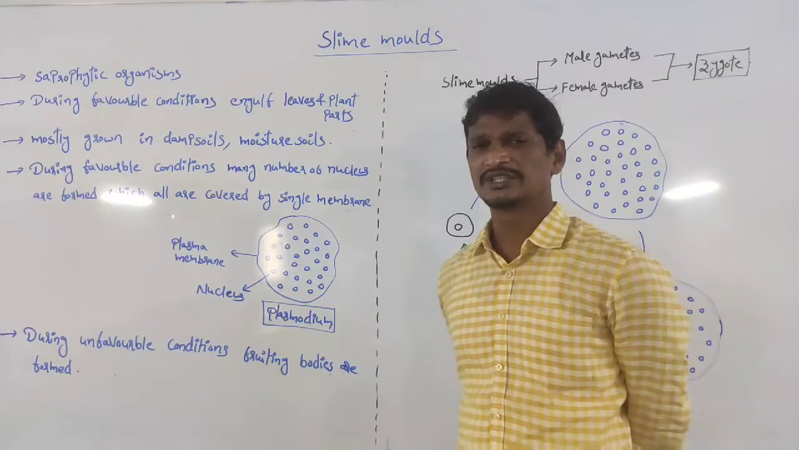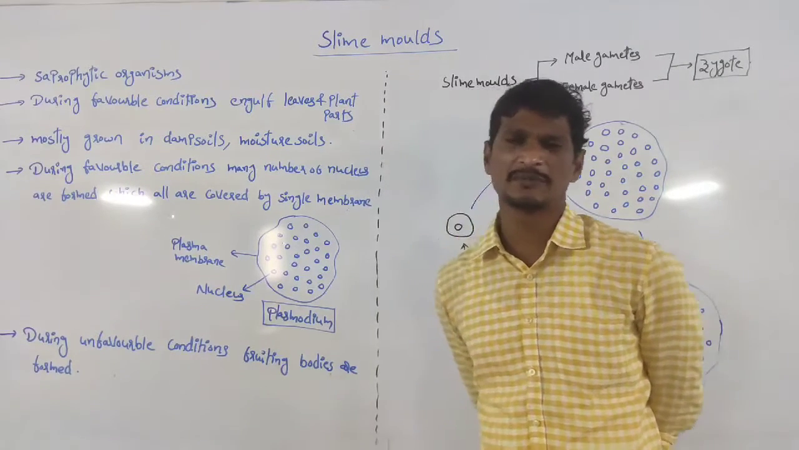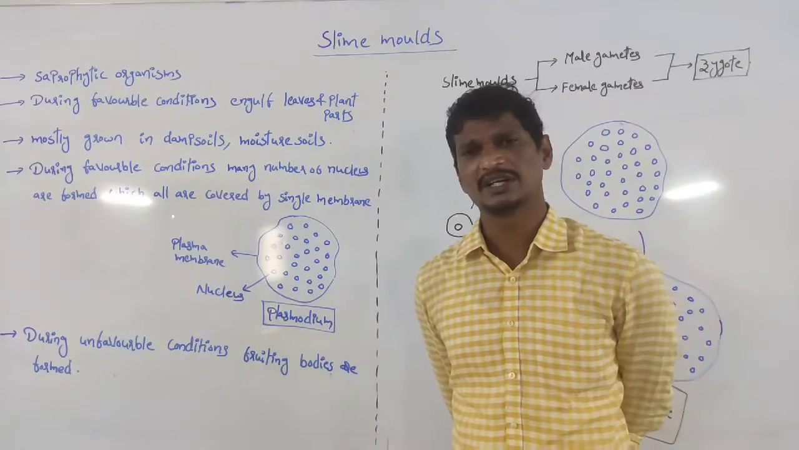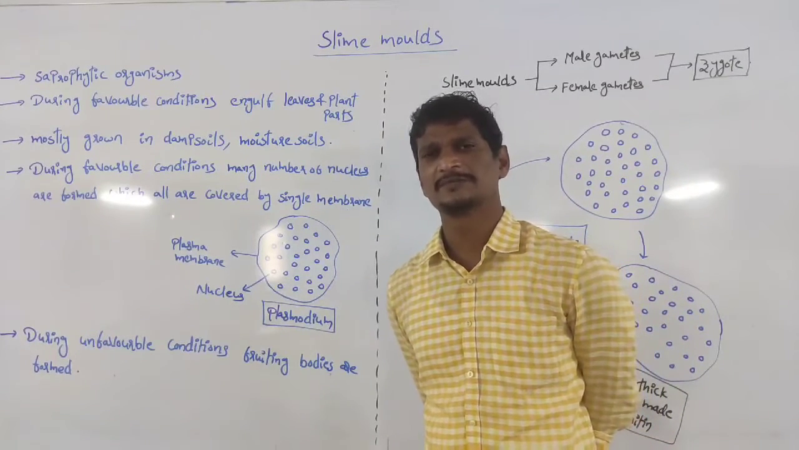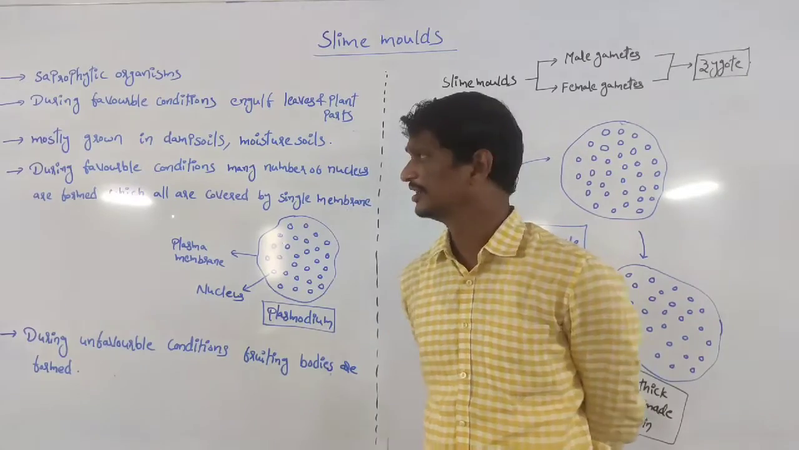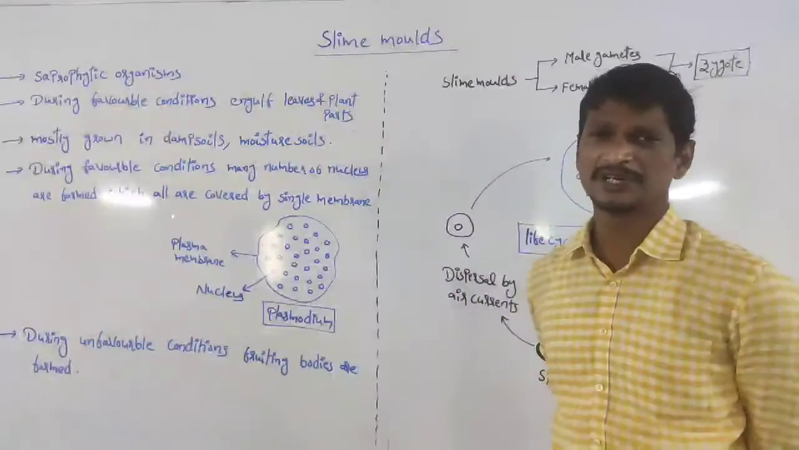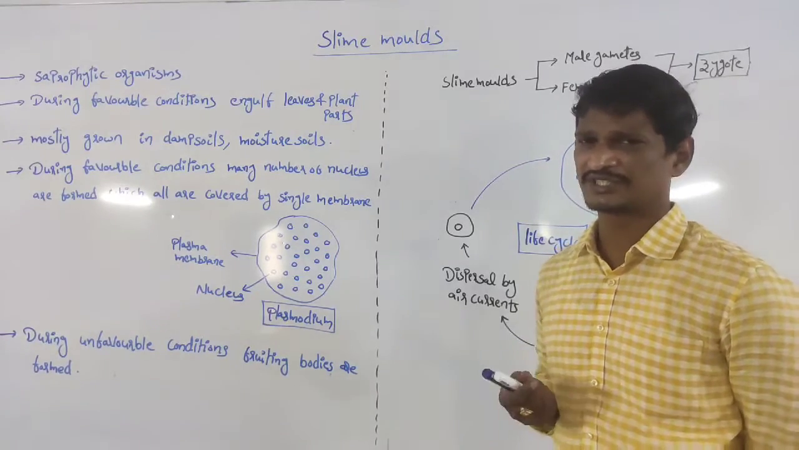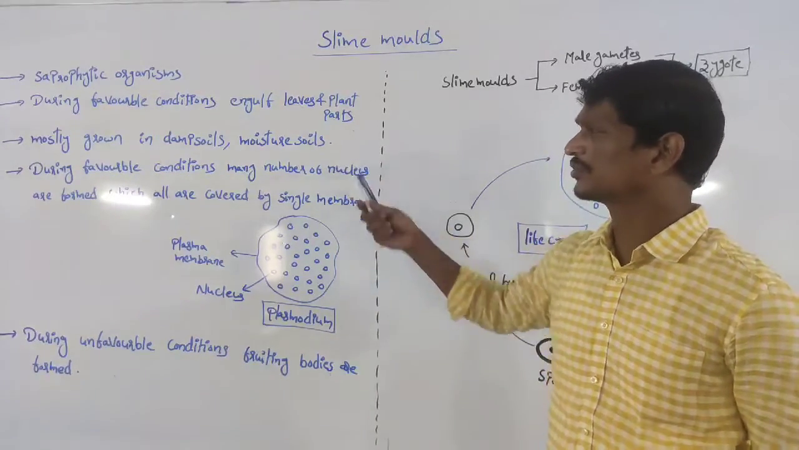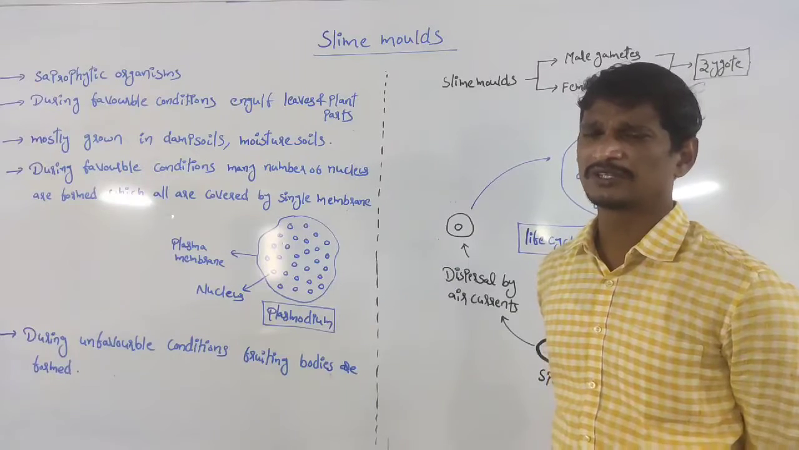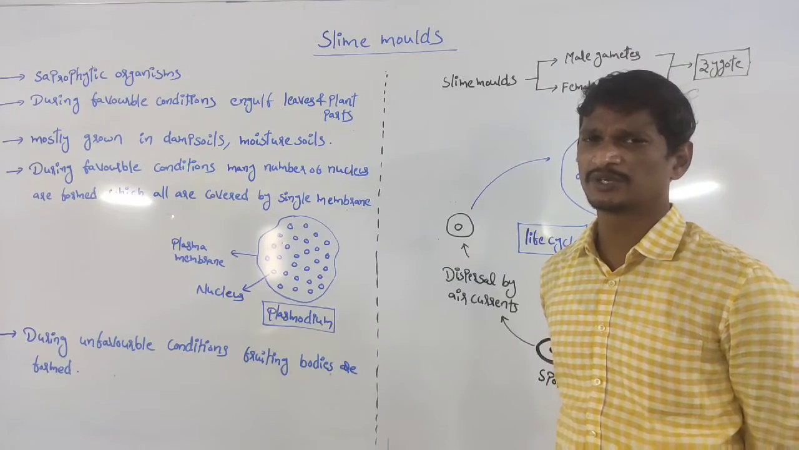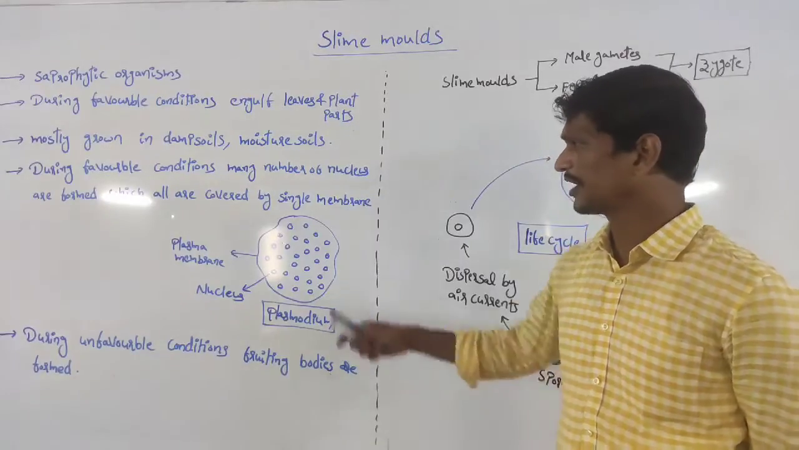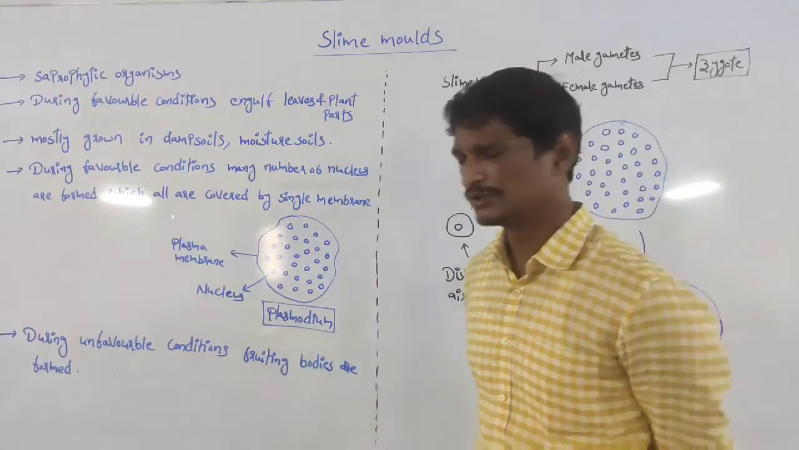Then nucleus division takes place inside the membrane. We know the concept: when energy is available, cell division takes place, right? Here also it is the same mechanism, but only nucleus division takes place. I'll explain how the parameters are changed here. They mostly grow in damp soils and moist soils, and during favorable conditions, many nuclei are formed.